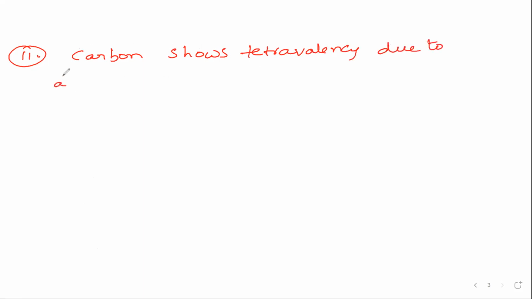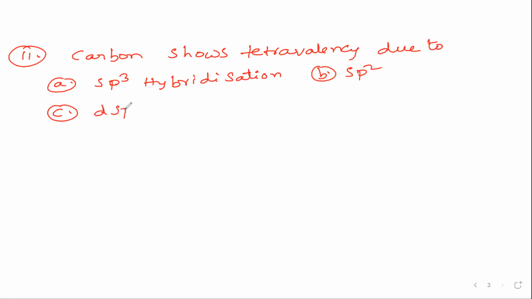Carbon shows tetravalency due to: option A, sp3 hybridization; option B, sp2; option C, dsp2; and option D, all of these.